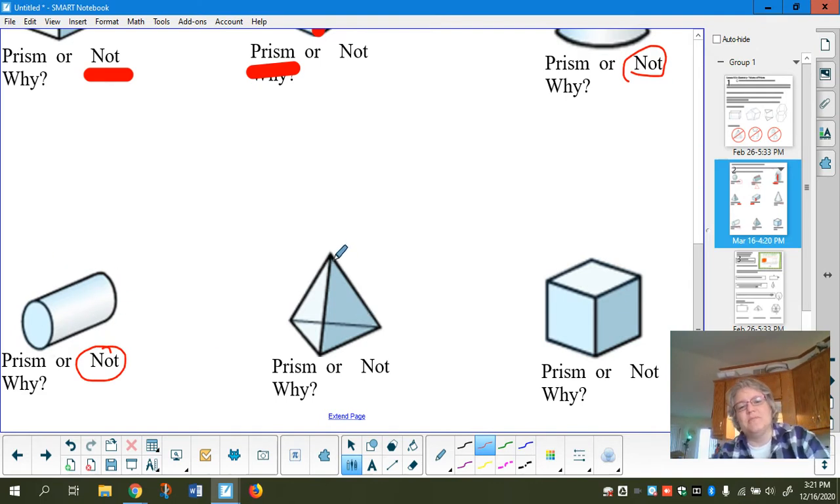Prism or not a prism? Not a prism. It's got a pointy part. No pointy parts on prisms. It's got a triangle base, so it has to have a triangle top. Prism or not? Yeah, it's a prism. I forgot to circle not. And how do I know? Because it's got the same polygon or rectangle or square on the top as on the bottom. And the height, once again, can be any one of these sides.